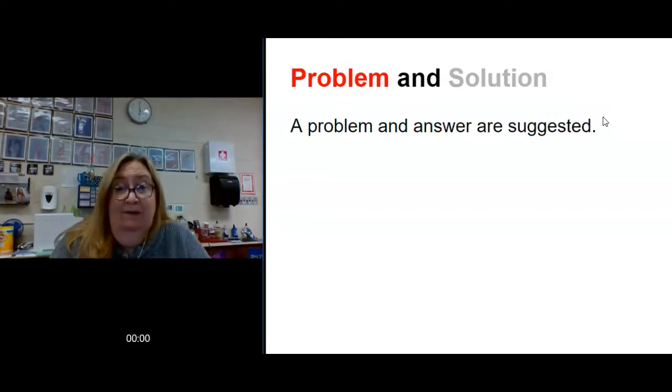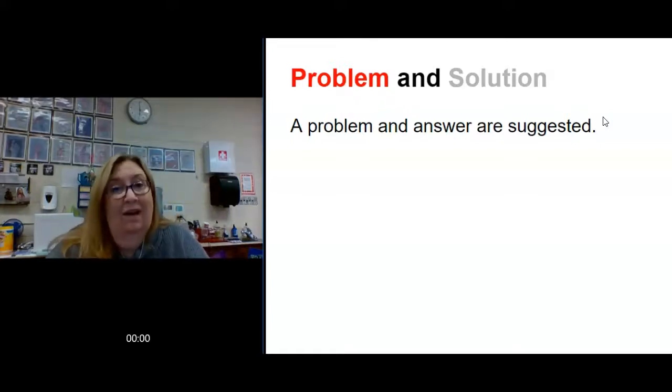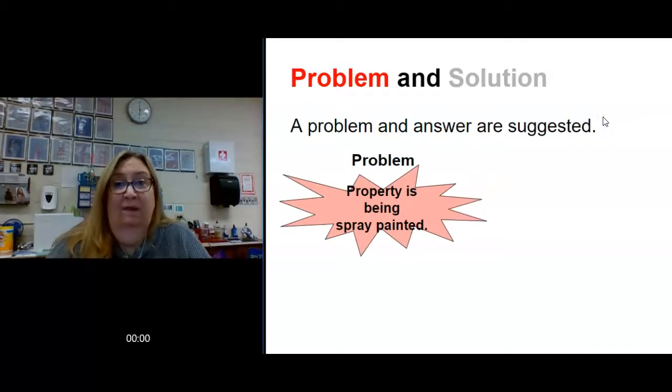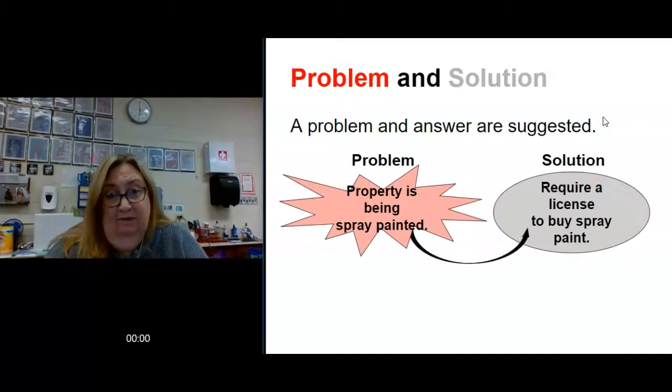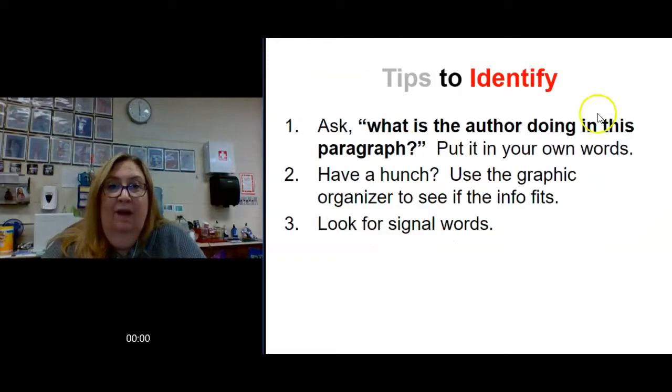We talked about problem and solution, which is also not cause and effect. A problem presents itself as a problem, and sometimes we have multiple solutions. We also needed to remember that just because it's problem solution doesn't mean we agree with the solution, like having to have a license to buy paint, really. But it is a solution. It's just a poor solution. Again, it's not cause and effect. It's specifically talking about something that needs to be solved, something that is causing a problem. Here are some tips to identify those passages.